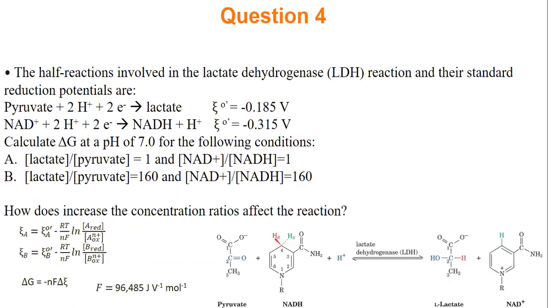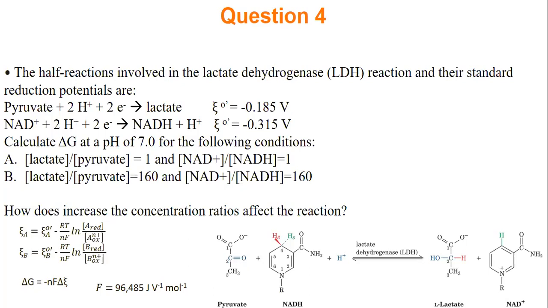So the last question that I have for you this week is we're going back to some electrochemistry because I know how everybody loves the Nernst equation. So when we look at lactate dehydrogenase, I give you the standard potentials of pyruvate going to lactate and NAD+ going to NADH.